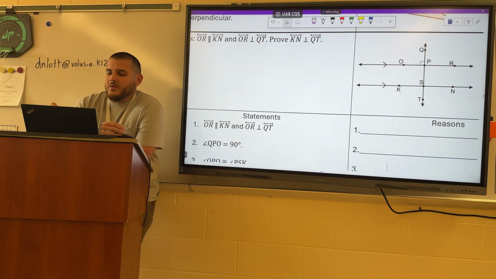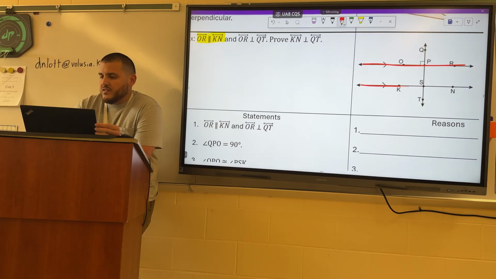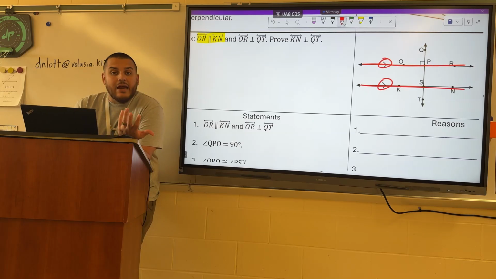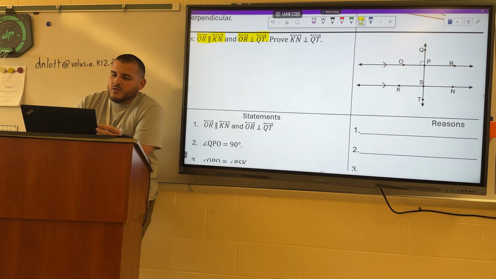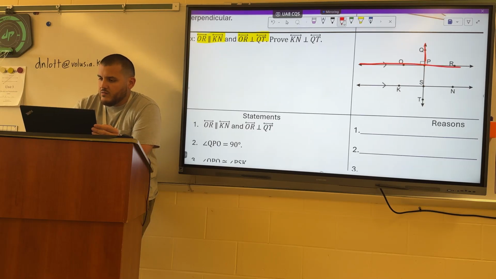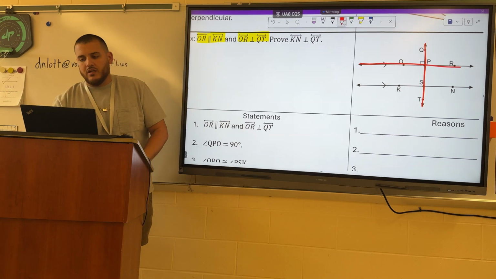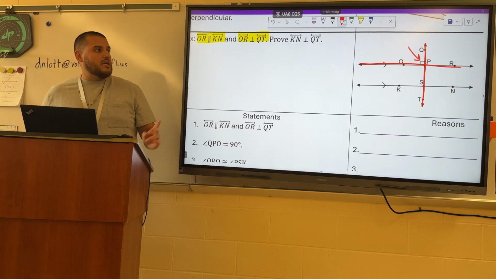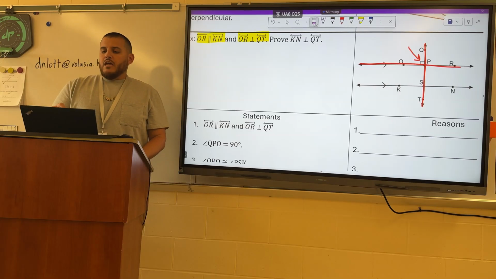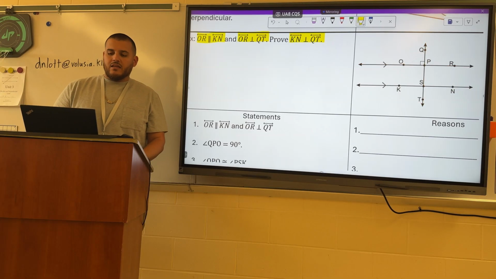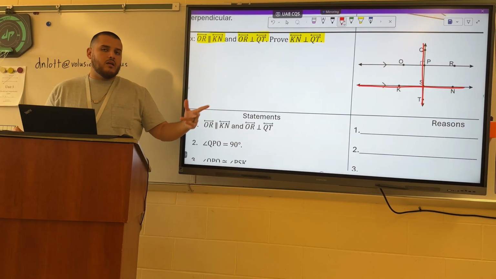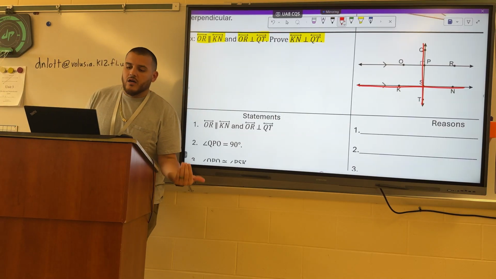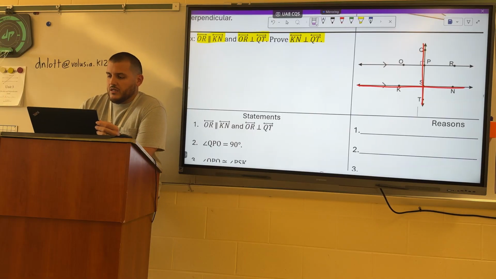In our first proof here on perpendicular lines, we're told that line OR is parallel to line KN. So here's line OR, here's line KN. We know they're parallel because they have a matching amount of arrows on them, in addition to it being told to us here that they're parallel to each other. We're told OR is perpendicular to QT, so here's OR, here's QT. And again, in the figure, there's proof that they're perpendicular. Remember, perpendicular lines will make right angles where they intersect, and we have one here in our figure. And what we have to prove is that KN is also perpendicular to QT. So KN is this line down here. Notice that in the figure, there's no right angles at the intersections there. We have to prove that there are indeed right angles there, that these lines are perpendicular to each other.